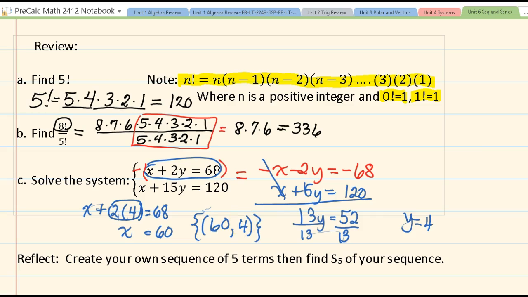And finally, the reflect is to create your own sequence of 5 terms and to find S of 5 of your sequence. You should be able to discuss this after reviewing the video for arithmetic sequences and series.